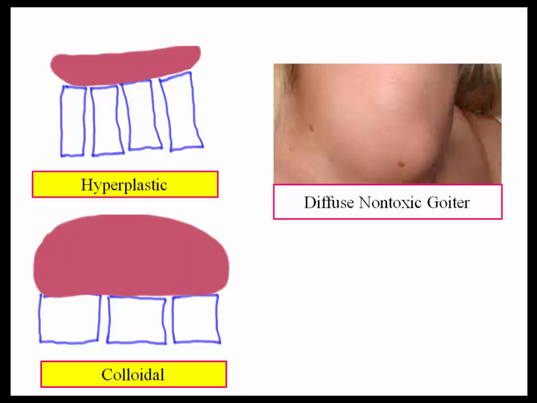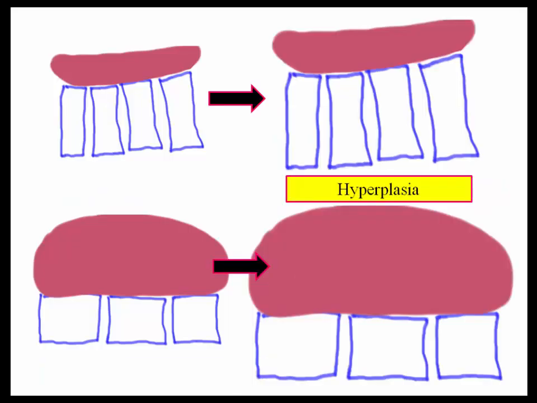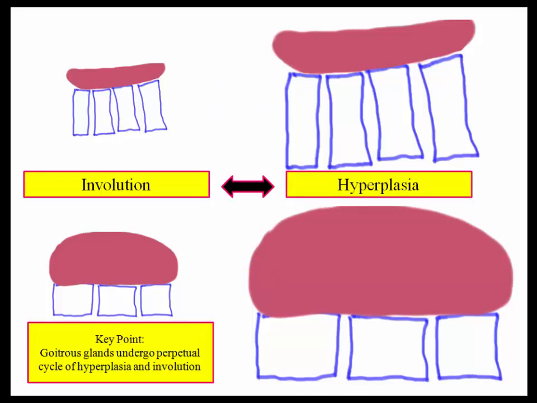Okay, so we have these two growth patterns. They give rise to glandular enlargement under the trophic influence of TSH. The key point, growth is not uniform. Different cells or follicles develop different growth characteristics, and you'll see why this matters in a second. Under the influence of TSH and defective biosynthesis, the follicles undergo cycles of hyperplasia, and then they undergo cycles of involution. Different follicles are in different states of hyperplasia and involution at different times.